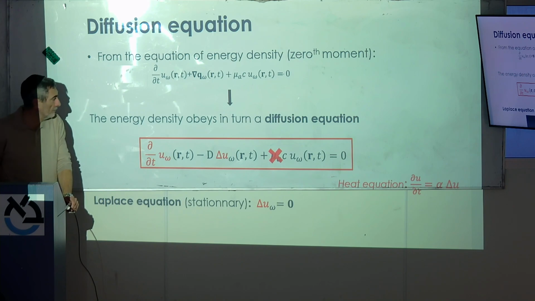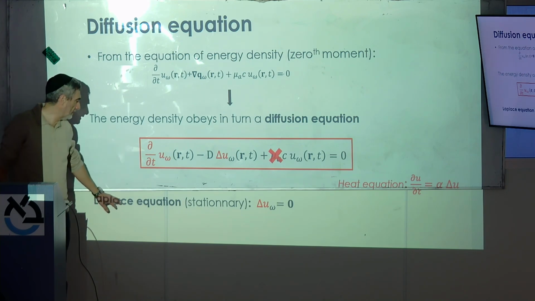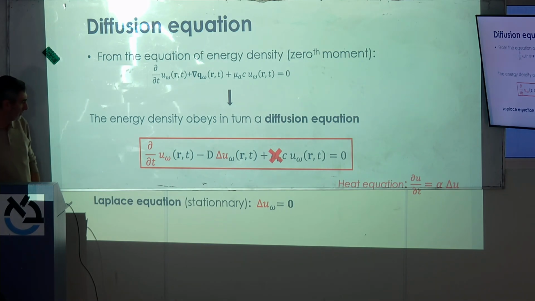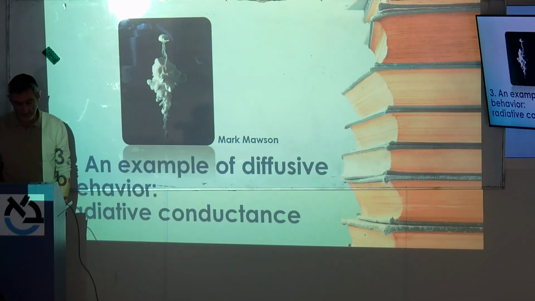So we end up with the diffusion equation, and the special case for stationary waves is the Laplace equation, simply Laplacian of U equal to 0. So what can we do with that? A very simple example illustration for that.